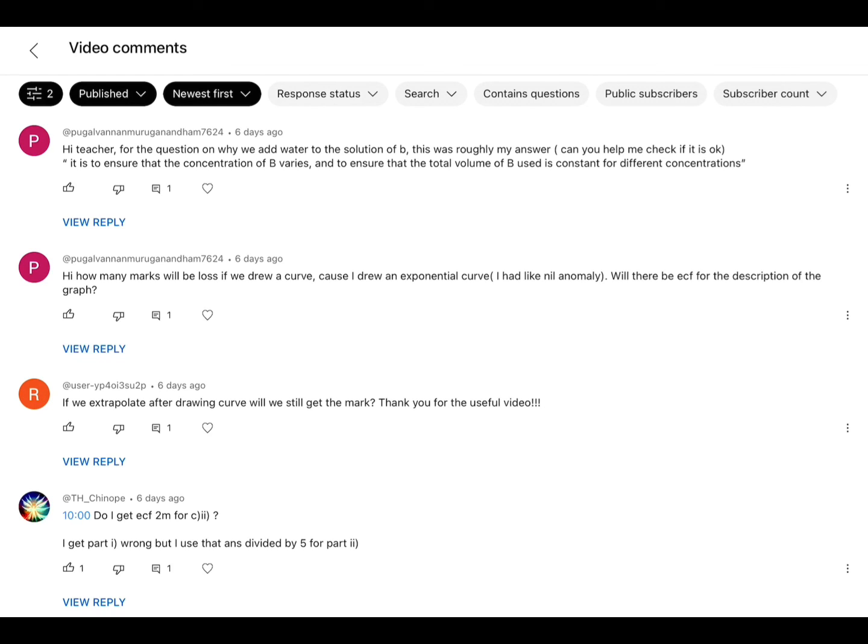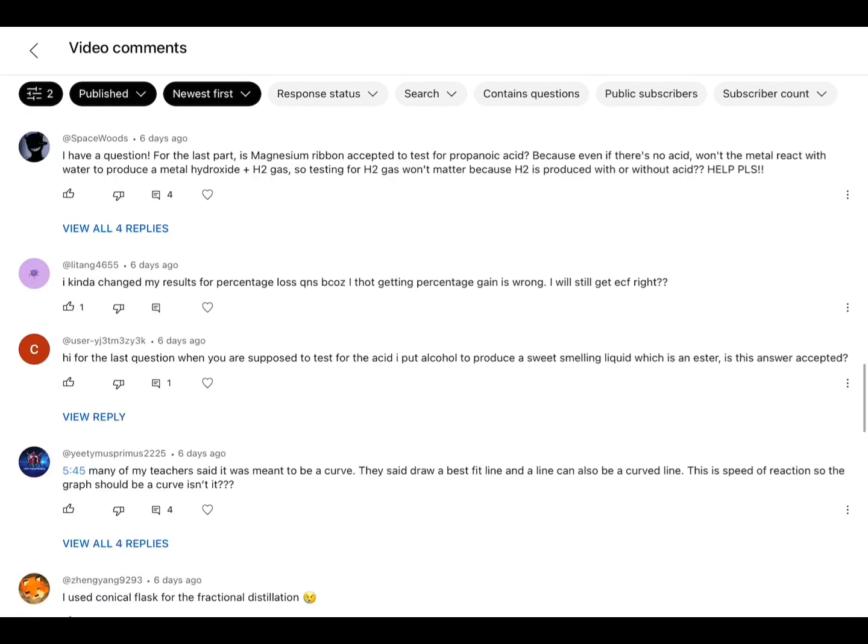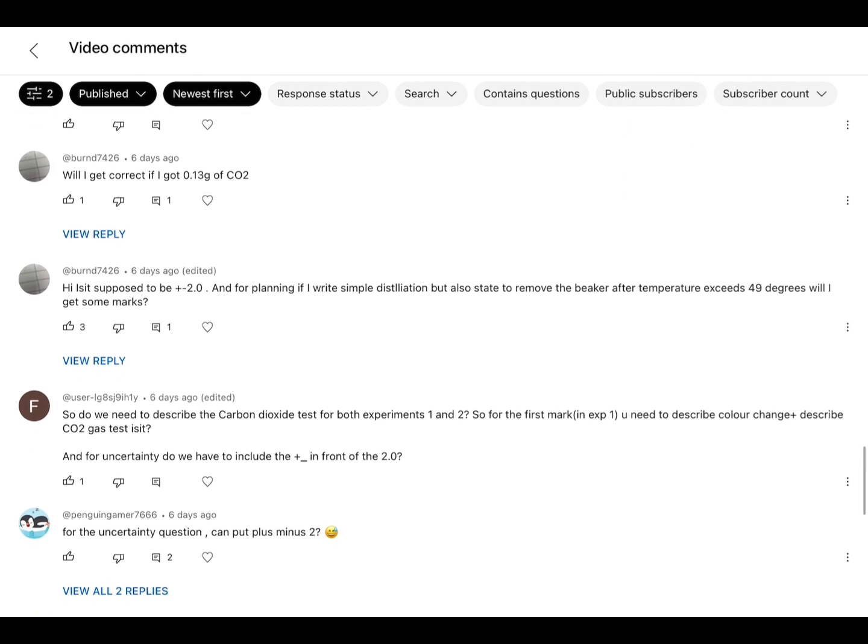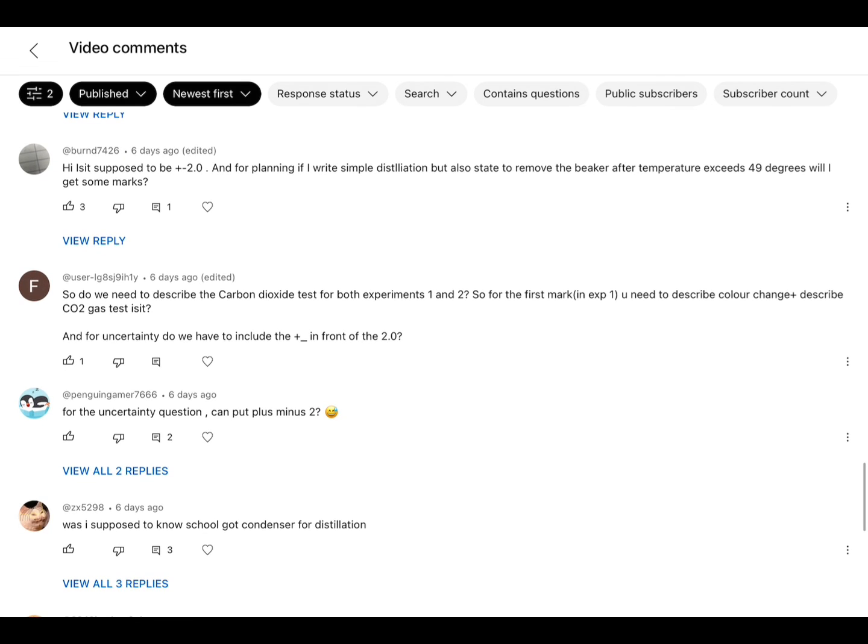Okay, the last popular comment would be that of percentage uncertainty. Is it okay to be plus minus 2%? Usually when we write percentage uncertainty, we don't put a plus and minus, only when we are talking about absolute uncertainties. But in this case, I don't think it will be penalized, but again, I'm not sure.